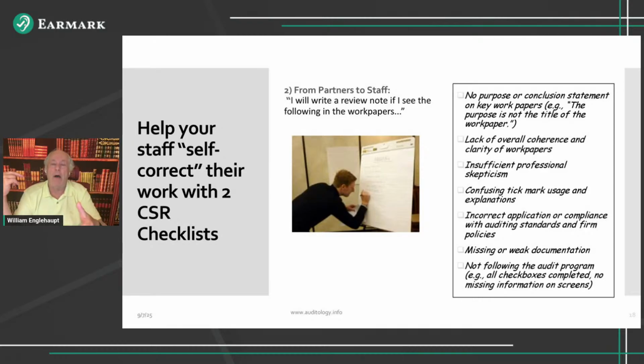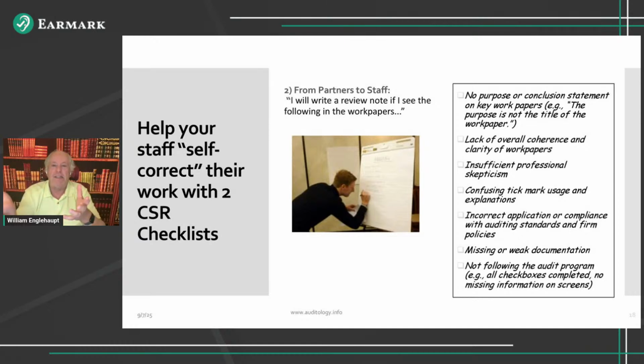So the second worksheet that we typically do, or the checklist that we do, is we ask the partners and the senior members of the team if they see these items in the work papers that they review, would that trigger a review note on their end, right? And the question that they answer typically is, I will write a review note if I see the following in the work papers. And again, this is kind of the most frequently hit list that I see, and there are certainly others based on where the audit is and what the partners are looking for.